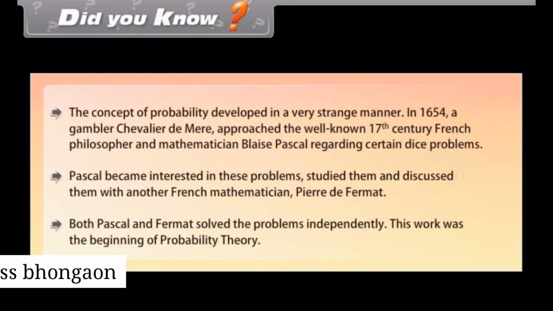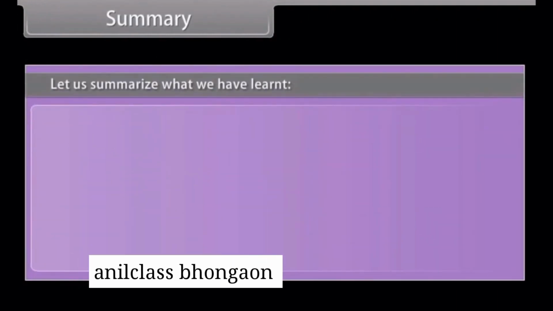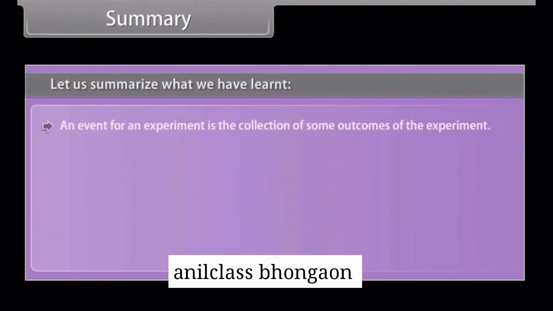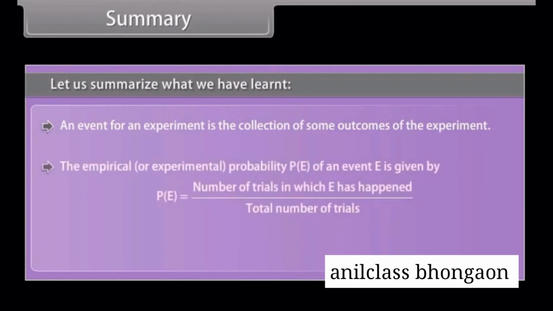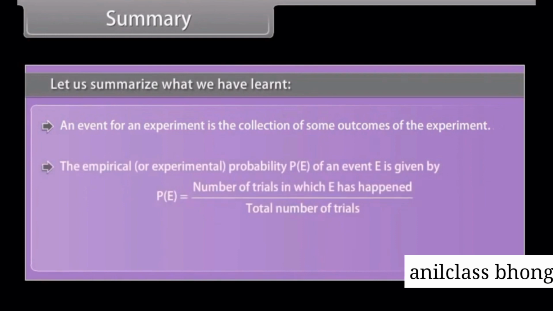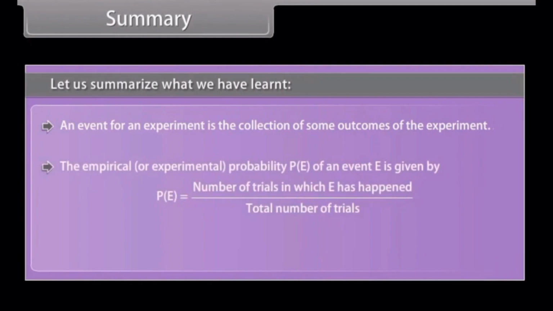Summary. Let us summarize what we have learned. An event for an experiment is the collection of some outcomes of the experiment. The empirical or experimental probability P(E) of an event E is given by P(E) is equal to the number of trials in which E has happened upon the total number of trials. The sum of all the probabilities is 1.